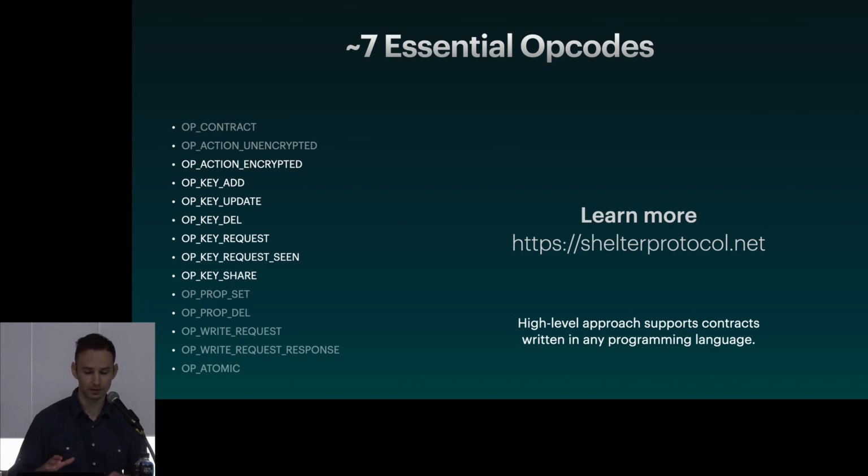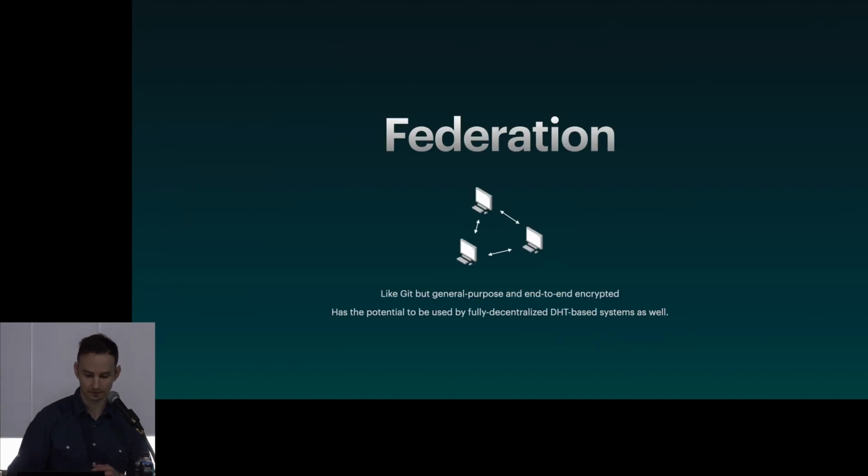We have a few other opcodes, OP prop set, OP prop del. These set properties, which are just key value pairs on contracts. They can be useful for implementing additional features. And we've got OP write request, OP write request response. These request permission to be able to write to a contract. And then finally, OP atomic, which allows you to bundle multiple opcodes in a single opcode and have all of them execute at once. So, federation.